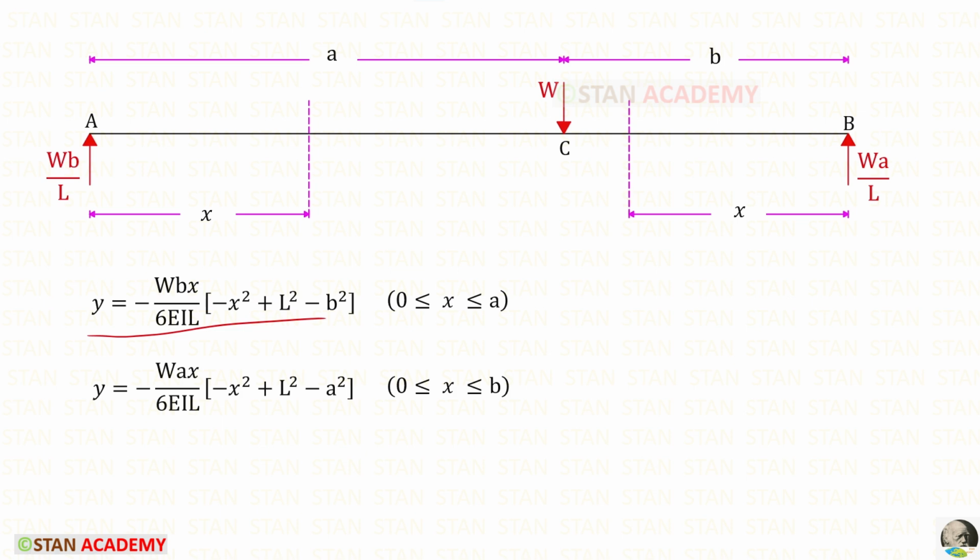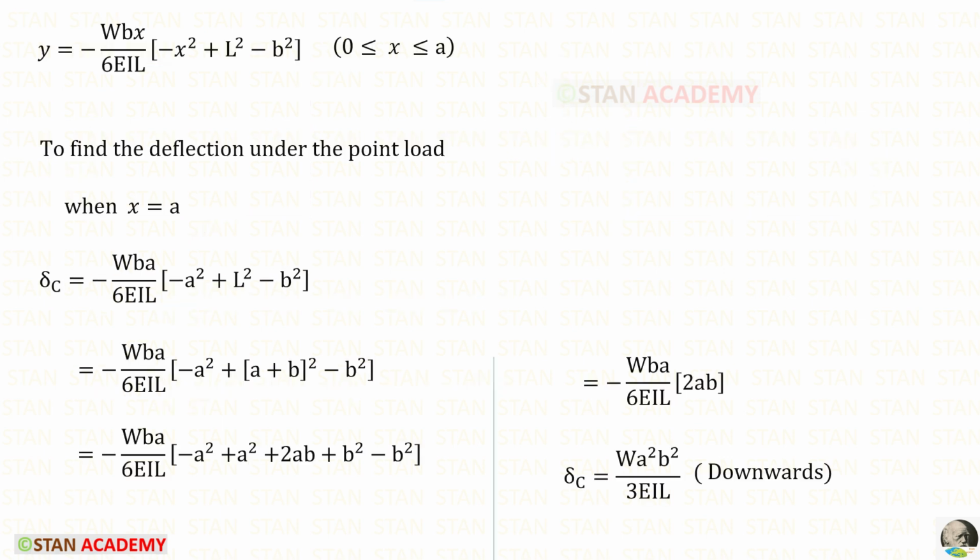Now using this expression, we can find the maximum deflection and the deflection under the point load. To find the deflection under the point load, instead of x, we have to apply A. So in this expression, instead of x, I have applied A. L is A plus B. Then we can use the formula for A plus B the whole square, which is A square plus 2AB plus B square. We can eliminate these two and these two. We can eliminate 2. Here it will be 3. B into B, B square. A into A, it is A square. For the deflection, we will get a negative expression. That means the deflection is downwards.